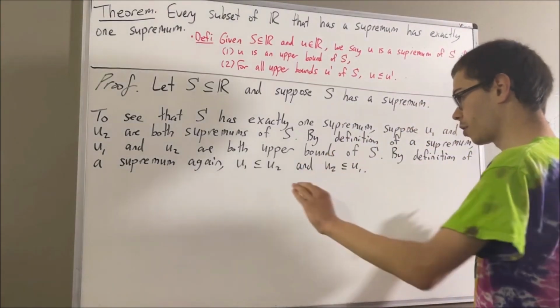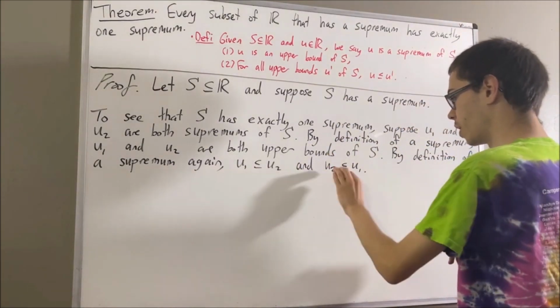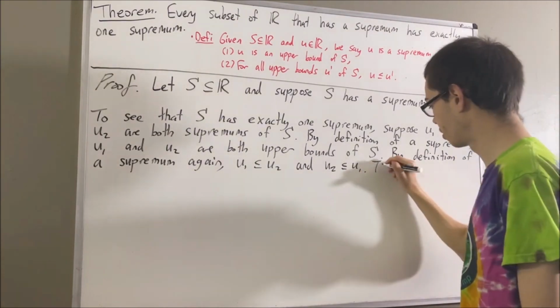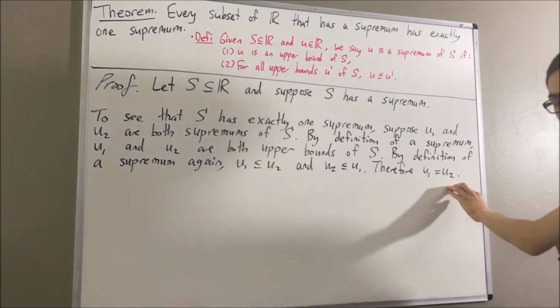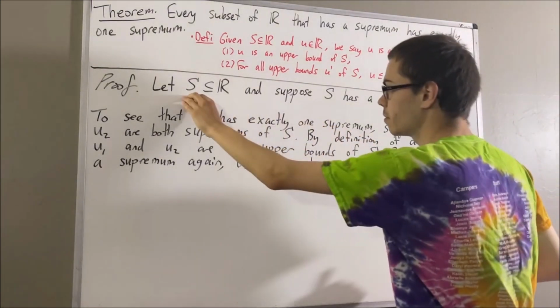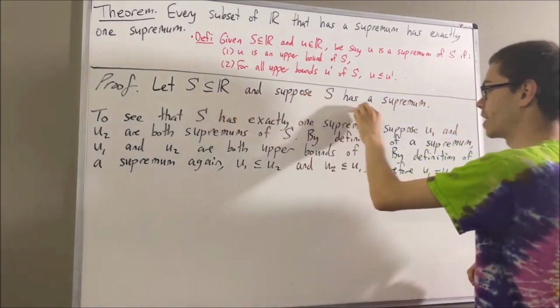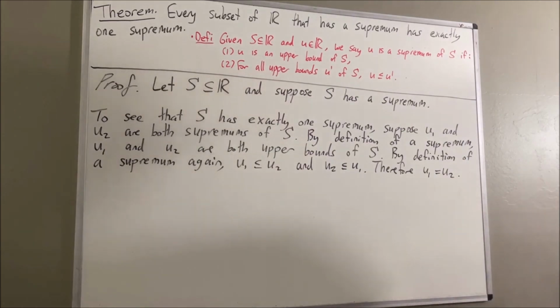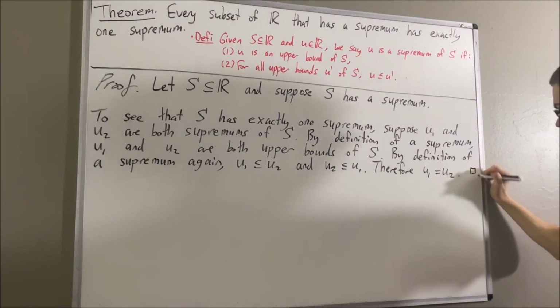Putting this together, U1 is less than or equal to U2, and U2 is less than or equal to U1, therefore U1 is equal to U2. And that proves uniqueness. So, we have shown that given a subset S of real numbers, which has a supremum, it has exactly one supremum. And that's exactly what we wanted to prove, so this completes the proof.